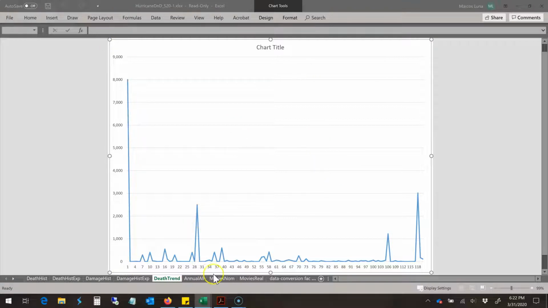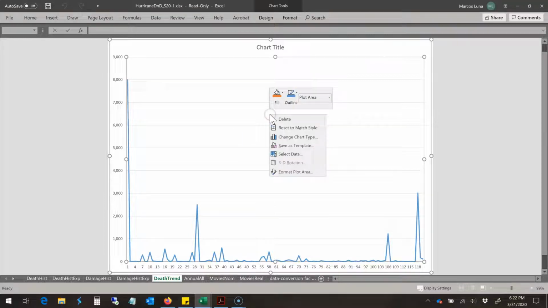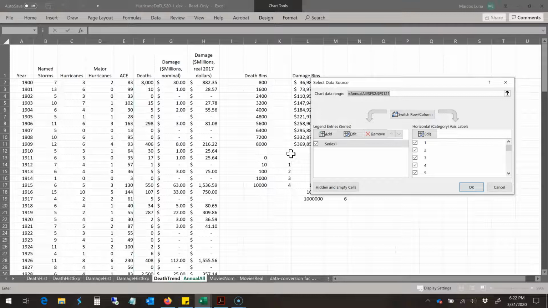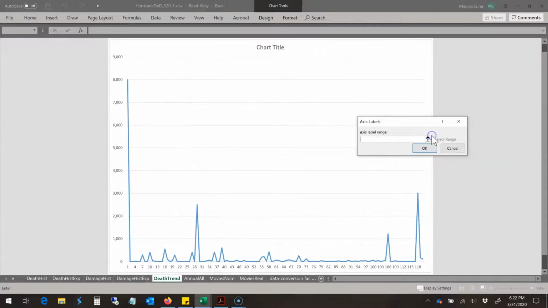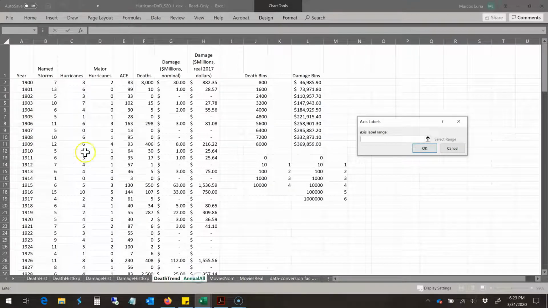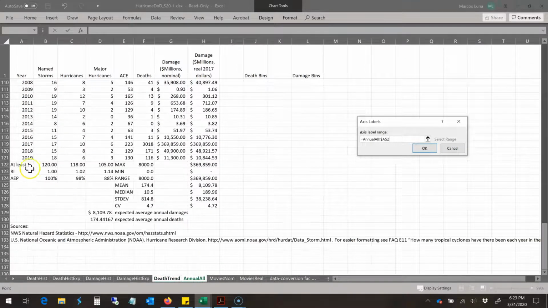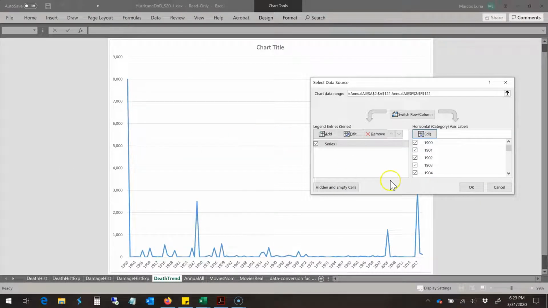We want the x-axis to reflect the years. So I'm going to right-click on the graphic and choose data series. I'm going to edit the horizontal axis where the labels should be, to tell it which range of values to use. I want it to use the years. So I'm going to highlight from 1900 to 2019 and hit enter. Okay, and we can see they're added along the x-axis there.